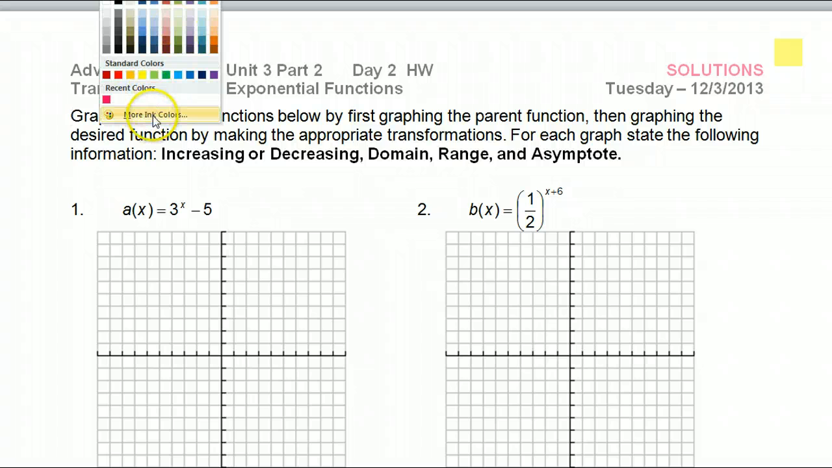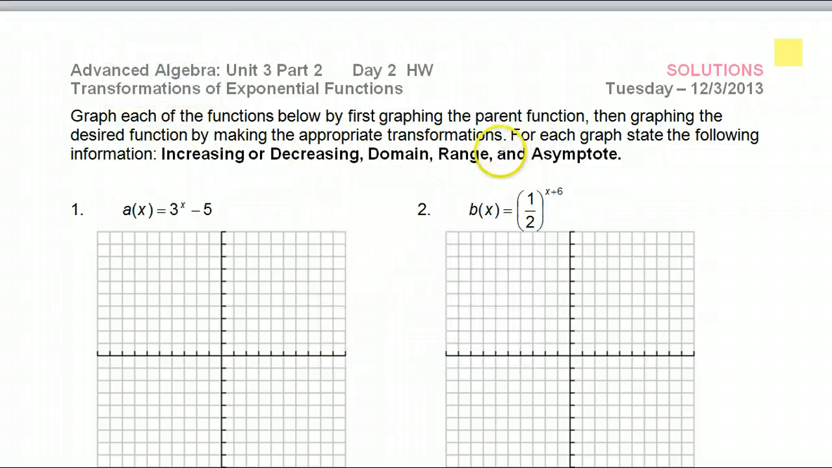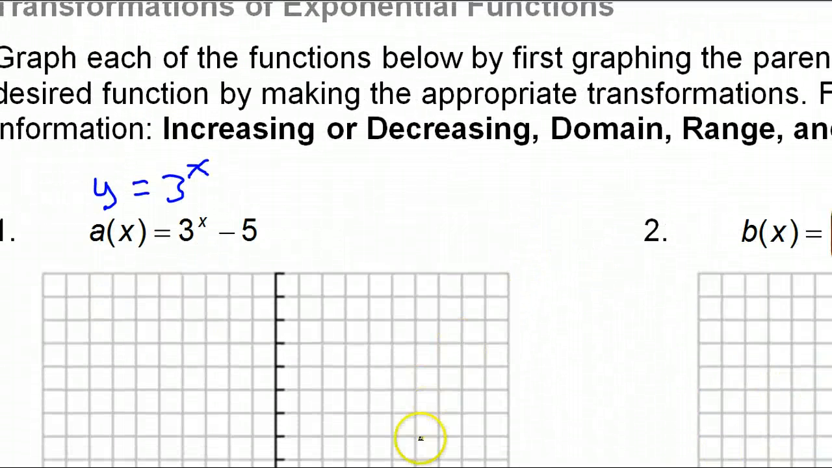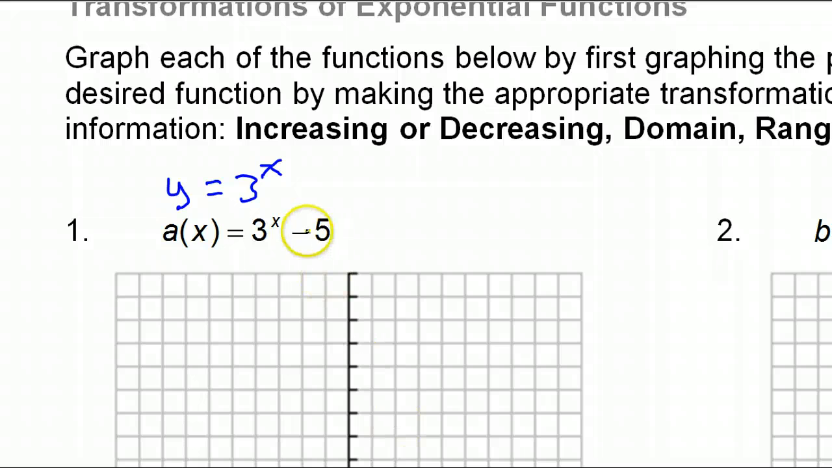Let's make a quick table of values. We are supposed to make 2 graphs at a time. First, we're supposed to graph just the parent function, which in this case would be y equals 3 to the x power. That would be the parent function. Hold on, let me zoom in. And then we will do the minus 5 to it.